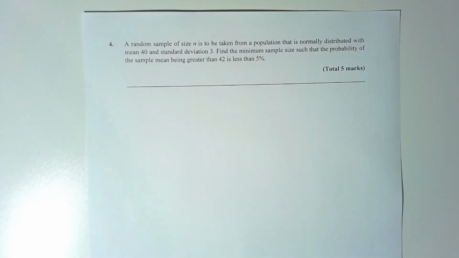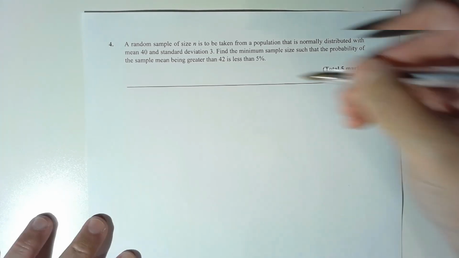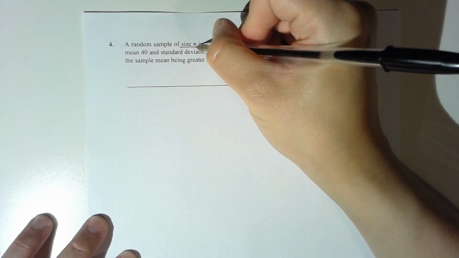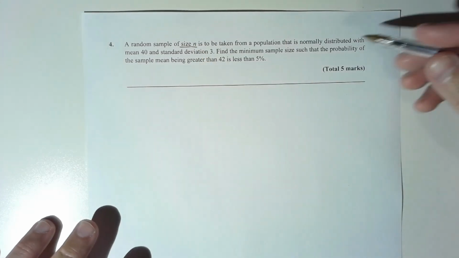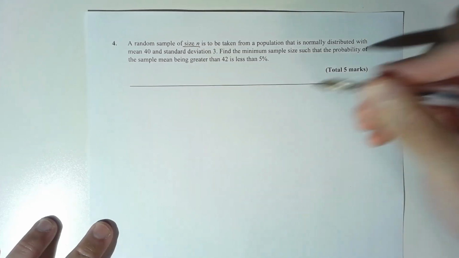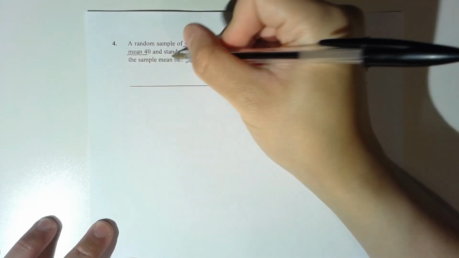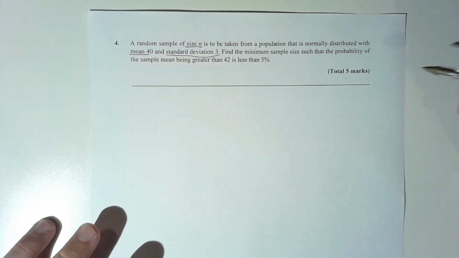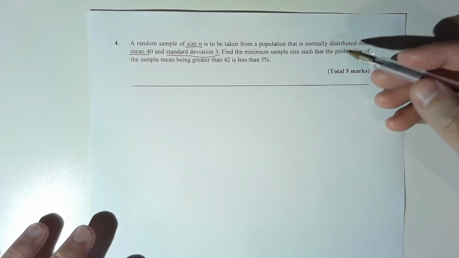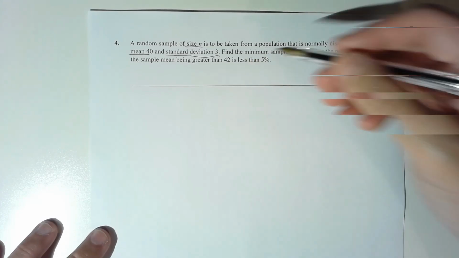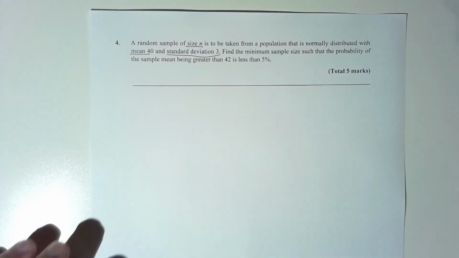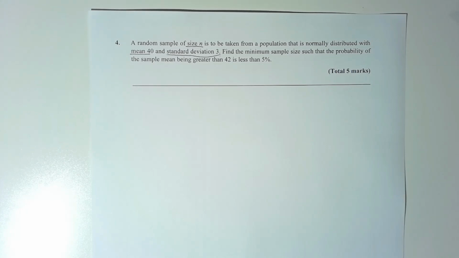Okay, here you are, number 4. You pause and have a go and press play when you're ready. Read the question, and make sure you highlighted sample size of n, and a normal distribution with mean equal 40 and standard deviation equal 3. Find the minimum sample size so the probability of greater than 42 is less than 5%. Now we're going to work out from there.